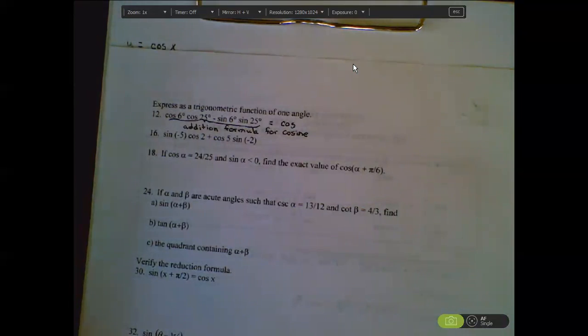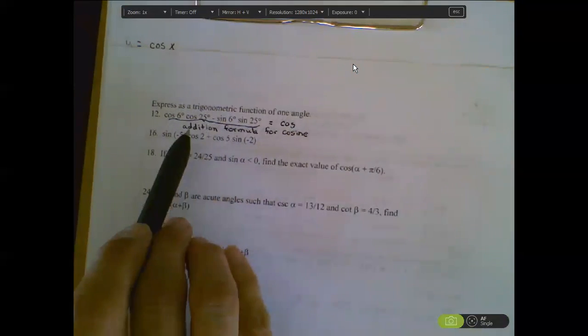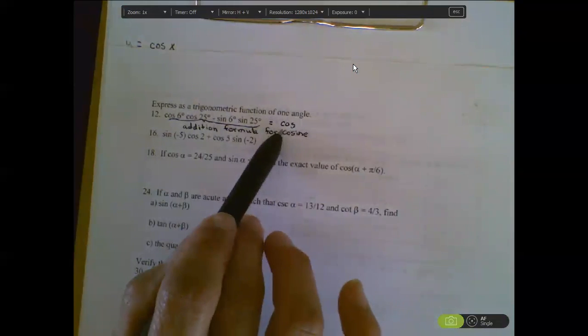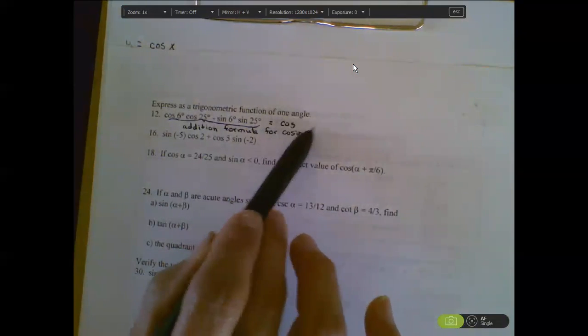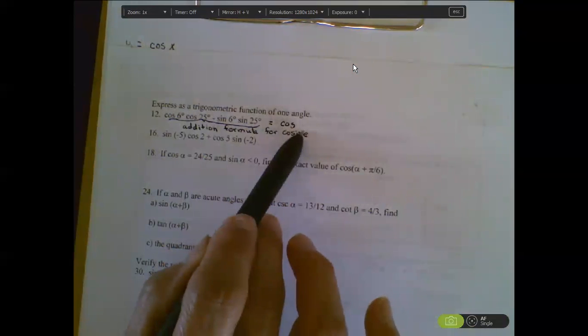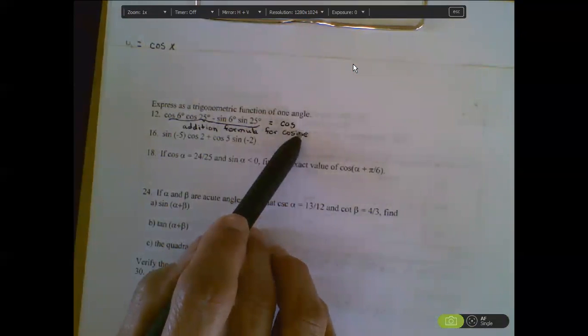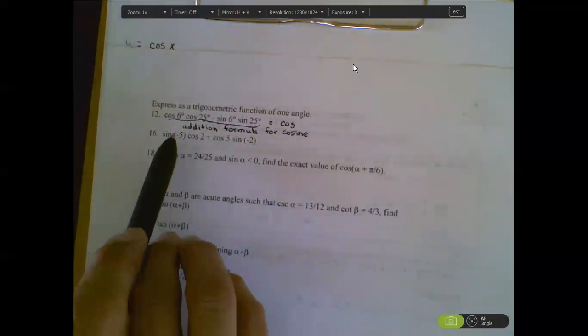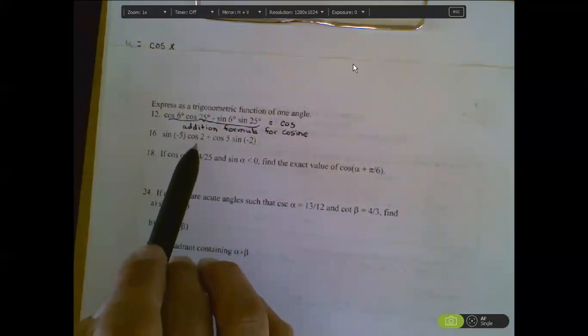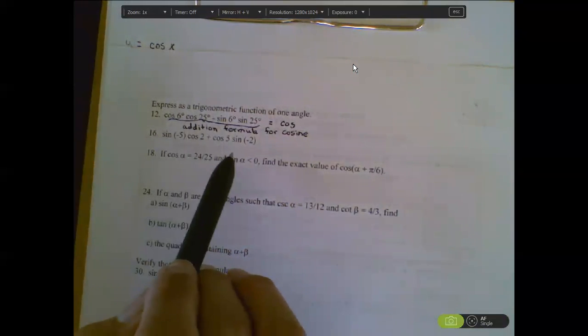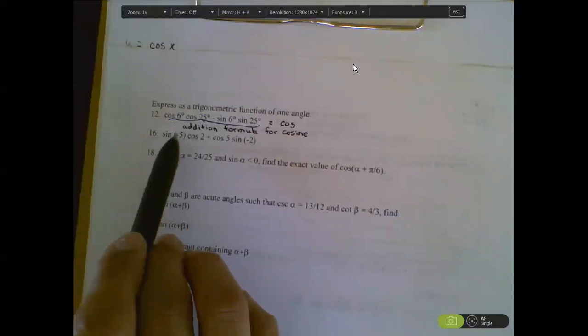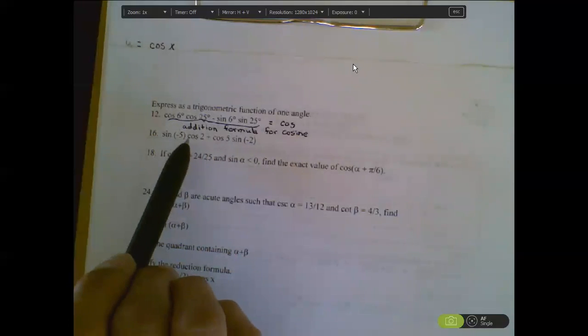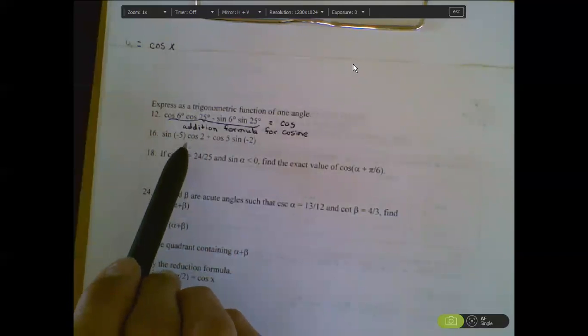If we put this back as cosine of a single angle, what would that single angle be? I could make it multiple choice. It could be 19 degrees, or it could be 31 degrees, or it could be duck. Which one is it?